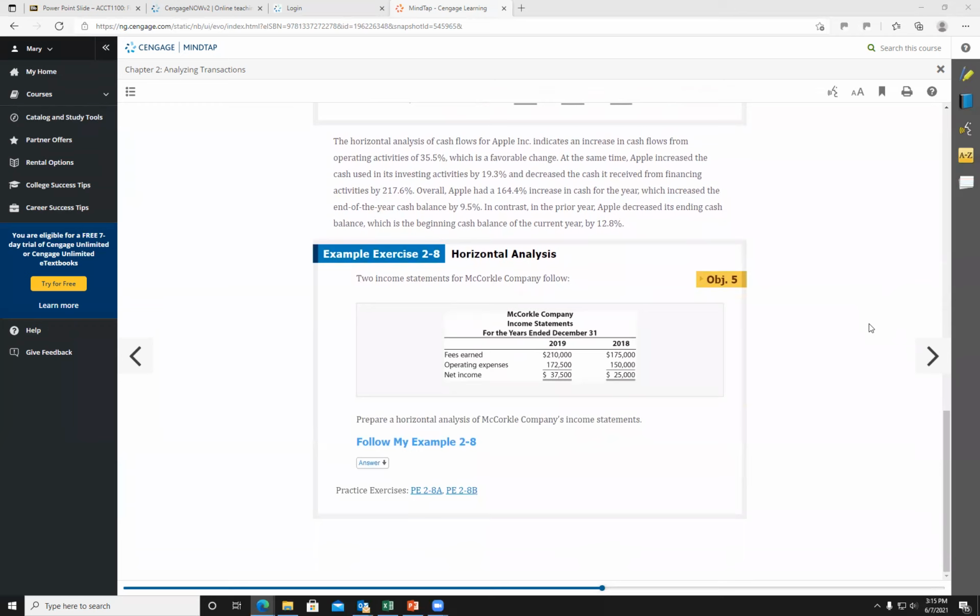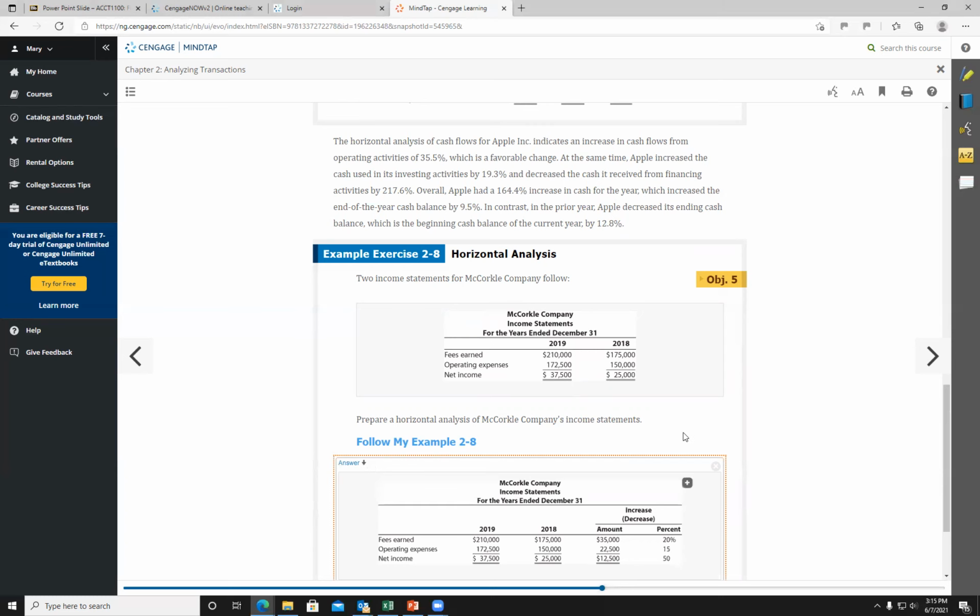Let's do this quick example exercise. You have two income statements for McCorkle Company that follow. They didn't break down the expenses. They just lumped up the expenses. So you have your revenue, you have your expenses, and you have your net income. It says prepare a horizontal analysis of McCorkle Company's income statement. So let's just go ahead and pop on the answer and look at it.